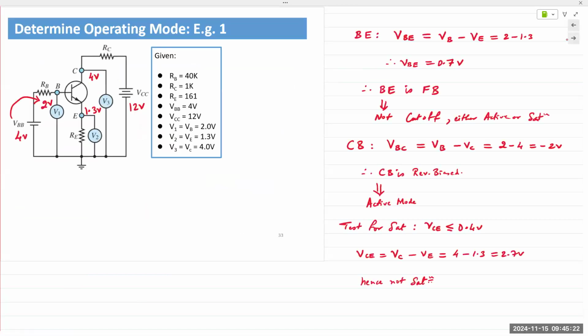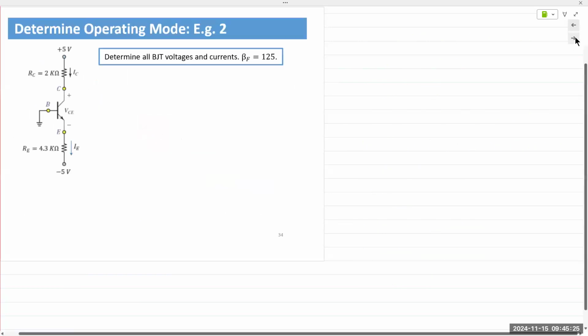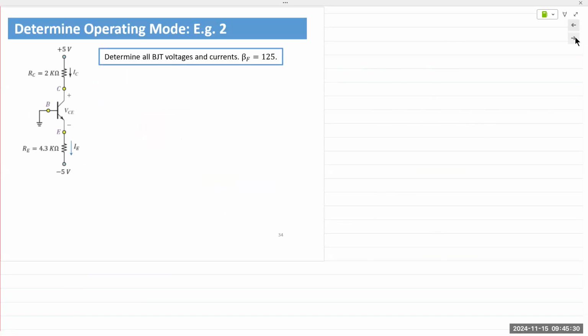Okay, so that is it for this one. Let's look at an example where voltages are not given to us. We must analyze the circuit, determine the voltages, and then perform our analysis. So in this case, we have a BJT given to us. We are asked to determine all BJT voltages and currents, and beta F is given as 125. So VB, VE, VC, IB, IC, and IE.